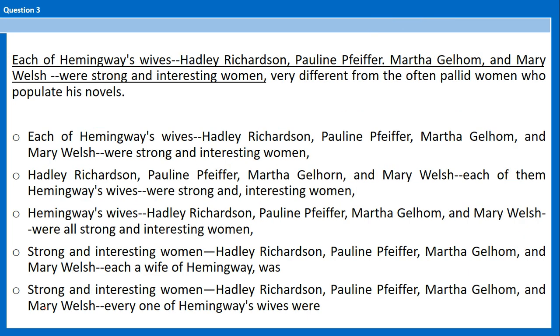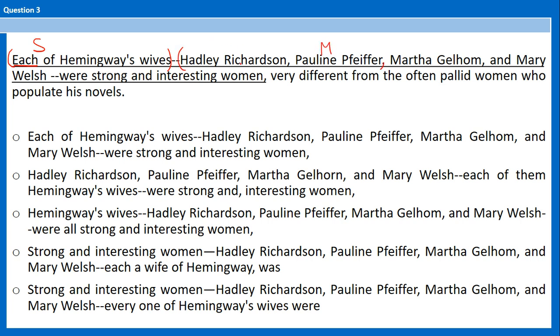Question number 3. Find the subject and the verb. This question begins with the subject, each of Hemingway's wives. So each of Hemingway's wives is singular. Each of whatever is always singular. Then you have a modifier between dashes.